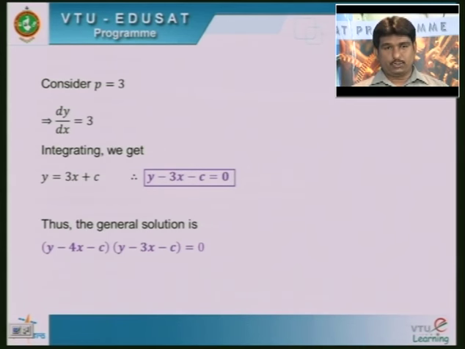dy/dx = 3, integrate it to get y = 3x + c. Therefore, y - 3x - c = 0 is a solution of the second differential equation. Thus, the general solution is the product of these two solutions, which is (y - 4x - c)(y - 3x - c) = 0.